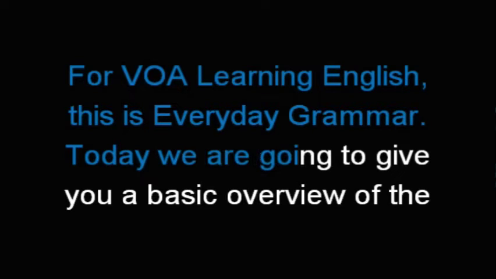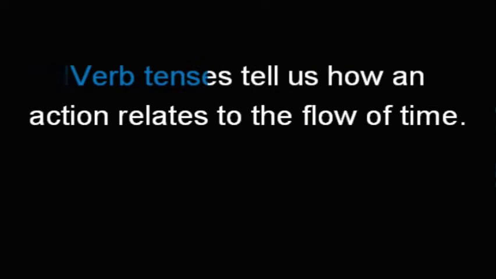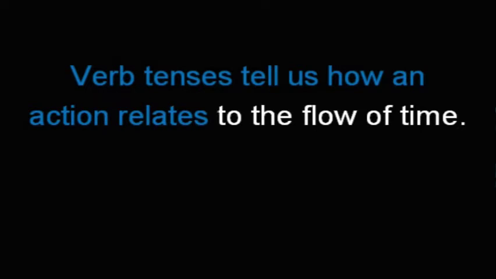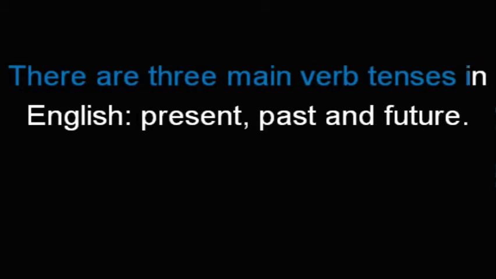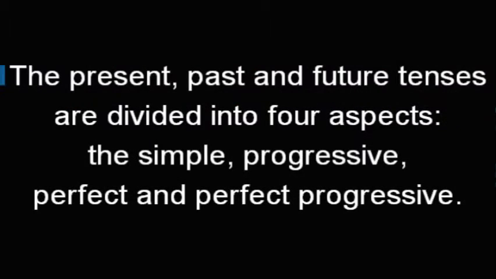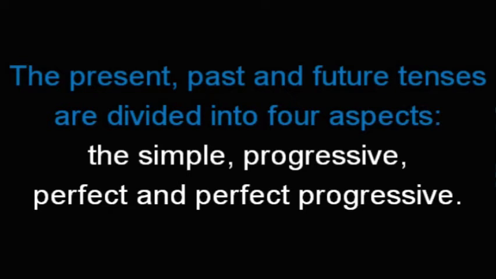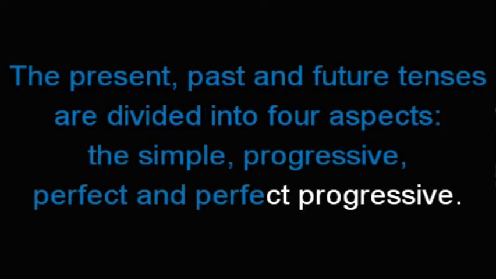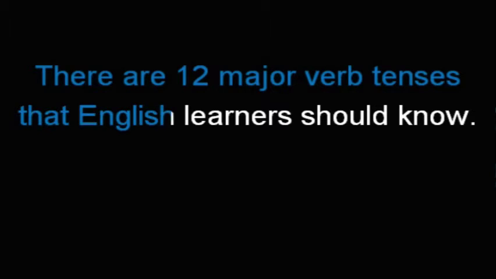Today, we are going to give you a basic overview of the verb tense system in English. Verb tenses tell us how an action relates to the flow of time. There are three main verb tenses in English: present, past, and future. The present, past, and future tenses are divided into four aspects: the simple, progressive, perfect, and perfect progressive. There are 12 major verb tenses that English learners should know.